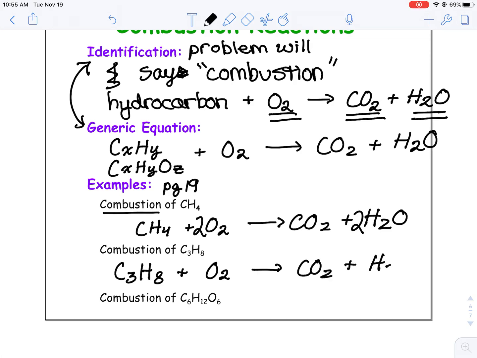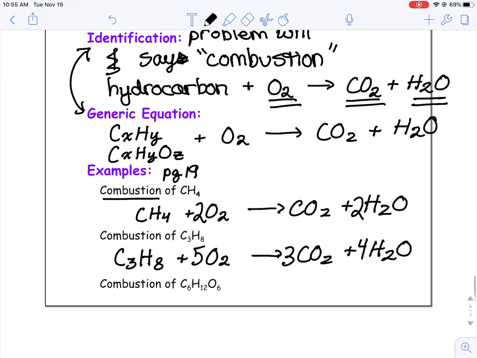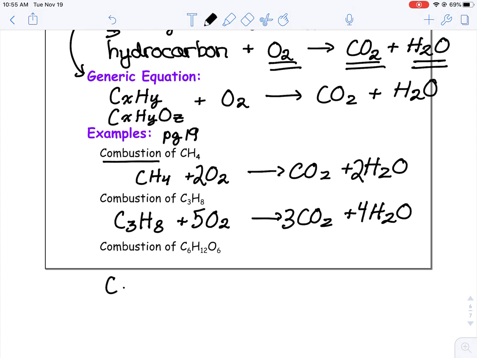So the second reactant again is O2. So this one, I need 3 here to balance the carbon. I need a 4 here to balance the hydrogen. 3 times 2 is 6, plus another 4 oxygen is 10, so this has to be 5. This third example is not in your packet, okay? In a combustion reaction, you can also have that initial reactant with oxygen in it.